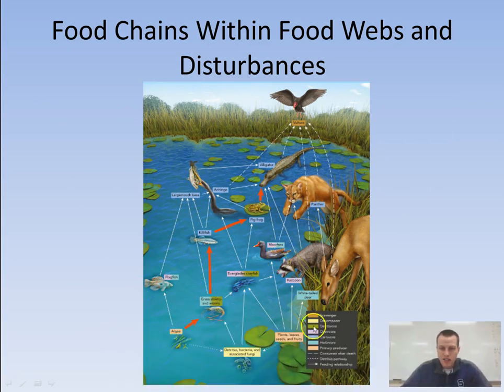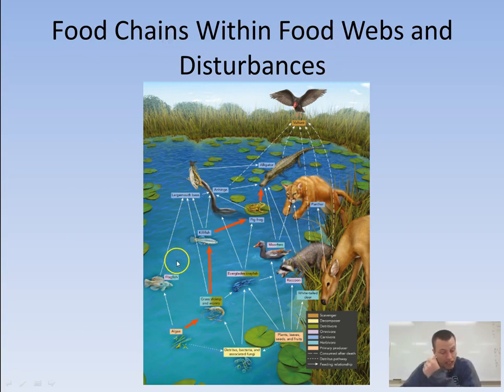So we can see here, okay, we have all of these different consumers. Our primary producers are down here. Okay, these are our primary producers. We have algae and plants and leaves, seeds, fruits, whatever it might be. And these are all being consumed by these first level consumers here. All right, so we can see here that there are a bunch of food chains within food webs.